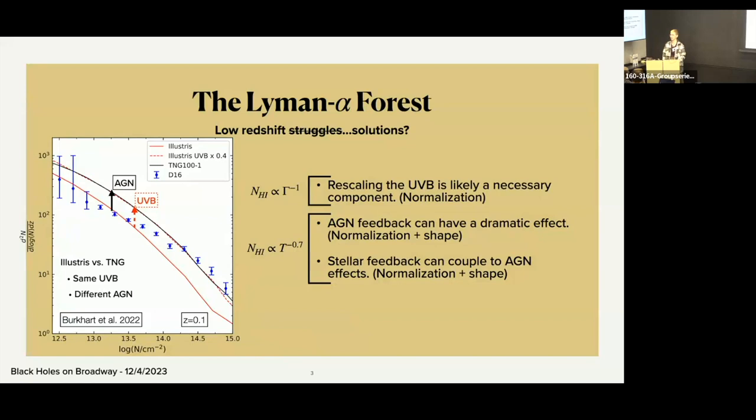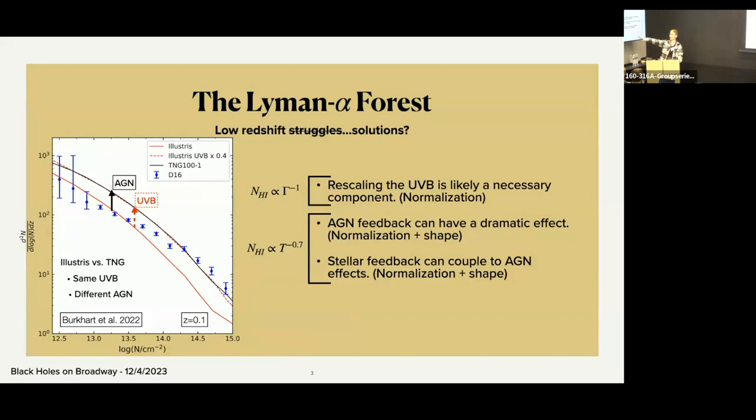And for heating, you might see AGN feedback being a component of heating, potentially stellar feedback can couple to AGN feedback effects and also affect the heating of the Lyman alpha forest indirectly, or maybe cosmic rays, but I won't talk about that because I haven't looked at it.